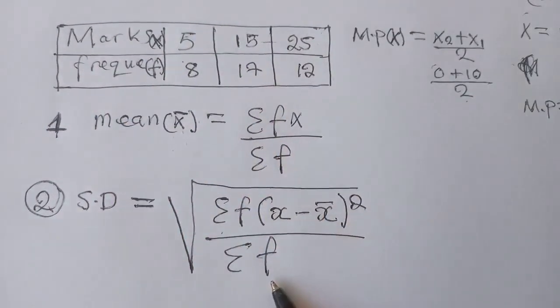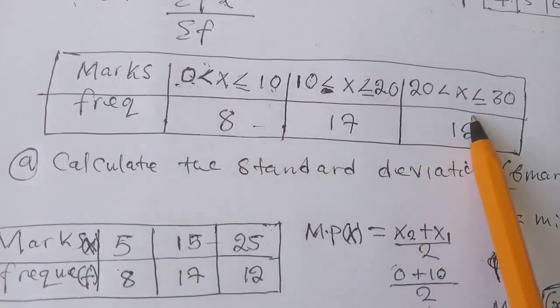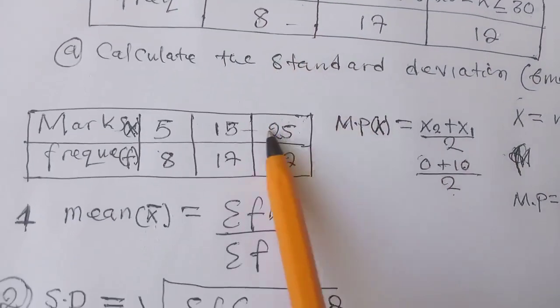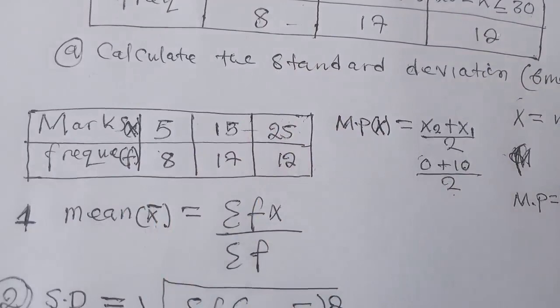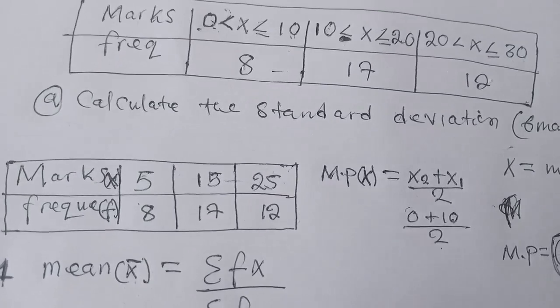This is ungrouped data now. Whenever you are given a table for grouped data, just try to make a table for ungrouped data. As simple as that. This is simple. You can't afford to lose 6 marks.